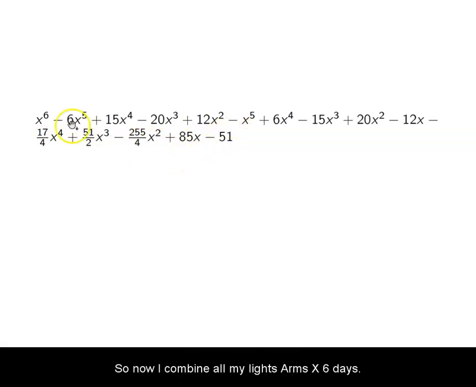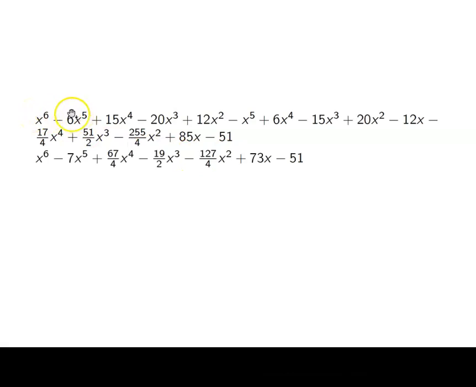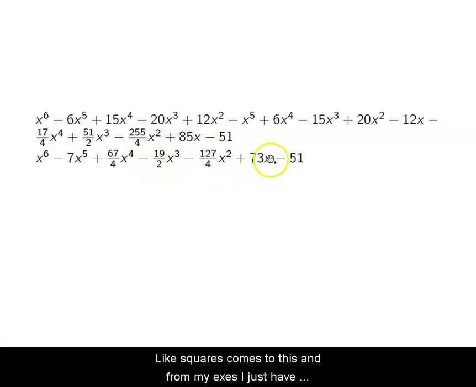So now I combine all my like terms. x to the 6th stays. Negative 6, 5 minus an x to the 5th is minus 7. I got 15 for an x to the 4th here. I got a 6, so that's 21. And then this crazy value here for a 4th term also, 4th degree, so that's 67 over 4. Same thing, I'm going for the cubes, right? Minus 20 minus 15 is minus 35, plus this 51 halves, so I get negative 19 over 2. x squares comes to this, and for my x's, I just have 12 and 85, right? So 85 minus 12 is 73.